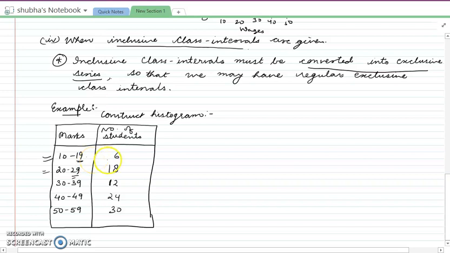That is inclusive series. But what helps us to make the histogram is exclusive series. So first we have to convert it into exclusive series, and then we will get our regular class interval. With the help of that we can easily make the histogram. So how do we convert it into exclusive series? First, take the difference.